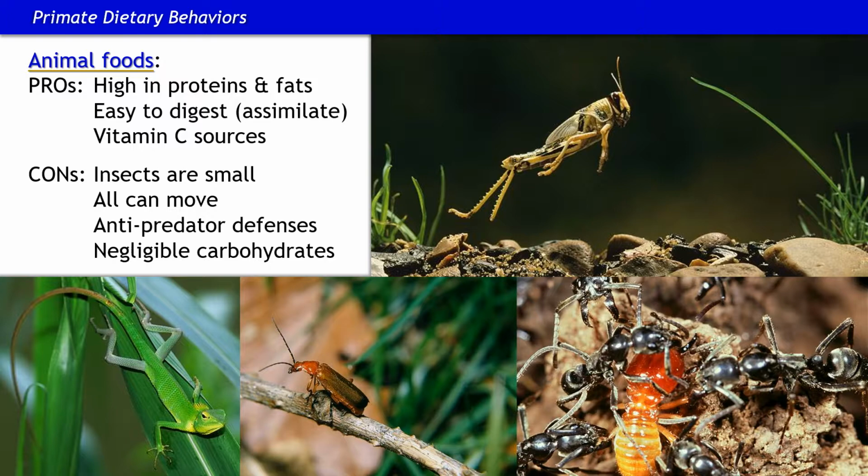Cons: insects are small, they can move, and they have anti-predator defenses, stingers and jaws that can bite. And they have negligible carbohydrates, so you need to get your carbohydrate from some other source.